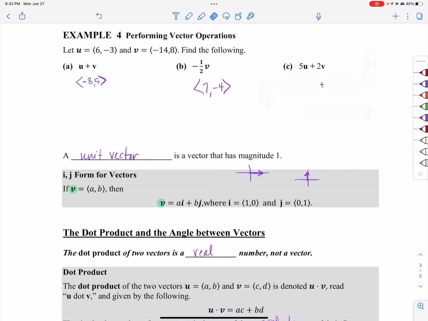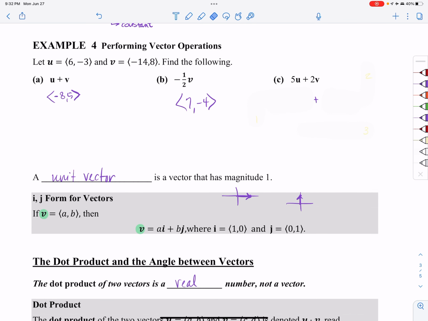Part C kind of has a little bit of both, and so we'll follow the order of operations. The first thing we'll do is multiply vector u by 5. So we'll take each piece and multiply by 5. And the second thing we'll do is take each piece of v and double it, multiply by 2. And then after we've done that, we will add our like terms together.